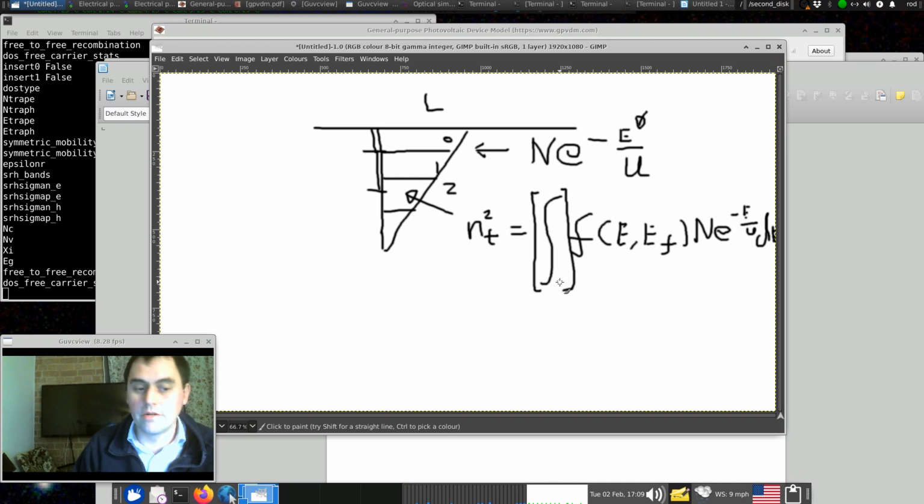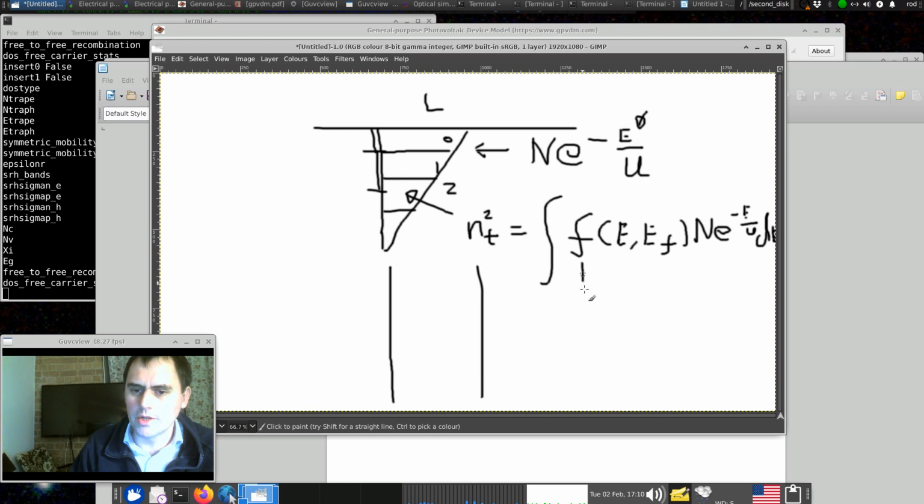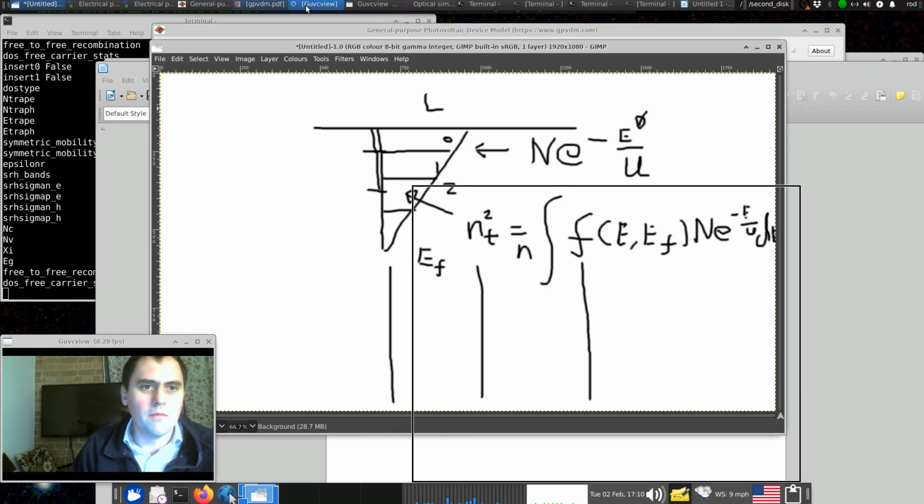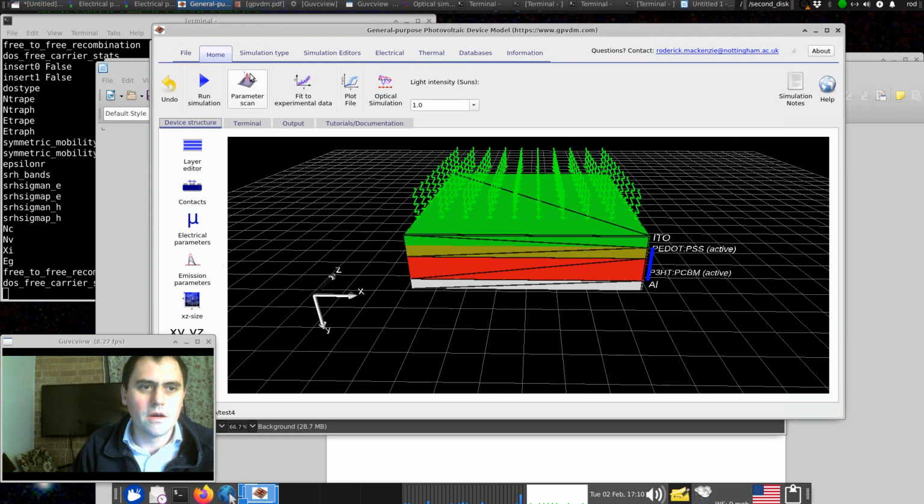So what I generally do is evaluate all integrals like this before the simulation runs, and store them in a lookup table. So effectively I have E_F here and electron density here. Rather than trying to evaluate this during the simulation, I just do a lookup. And when you get this error, wherever it is, oh no, it's here.